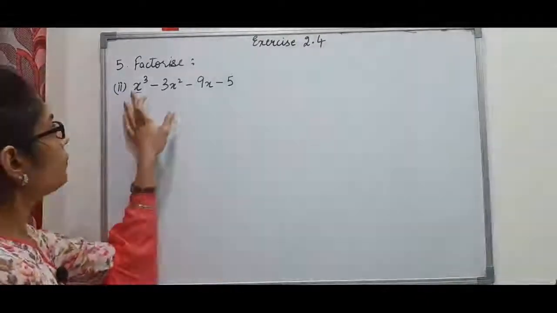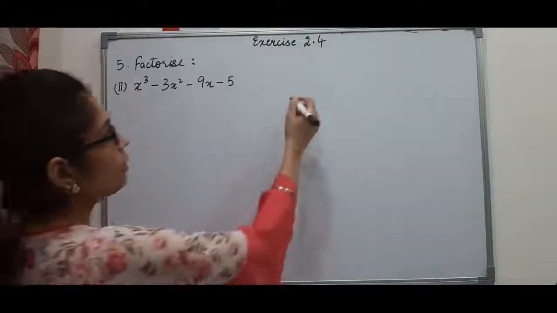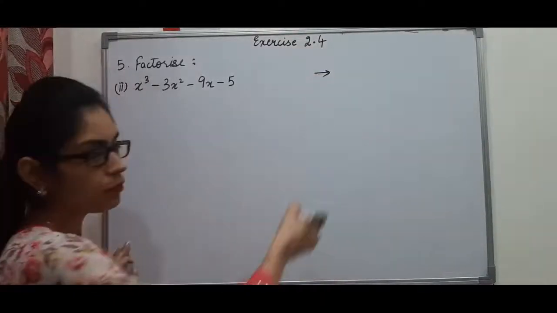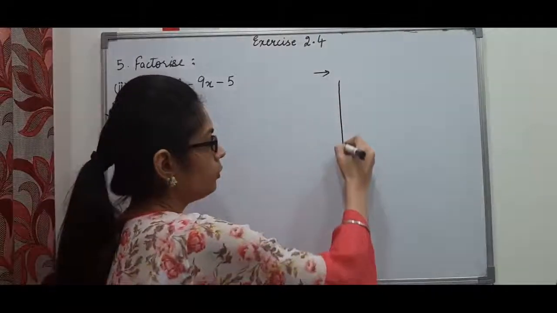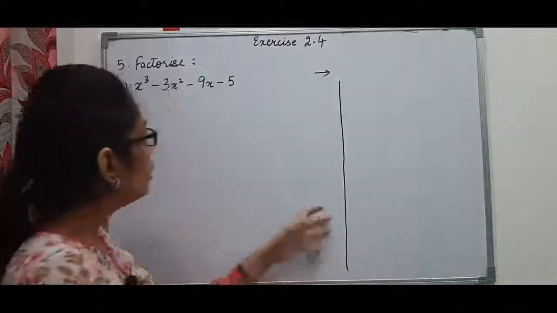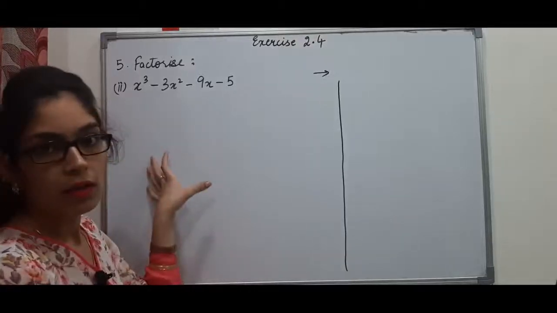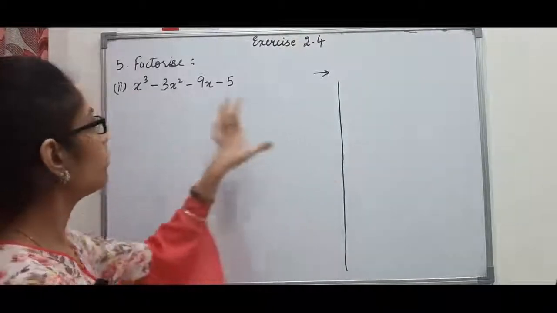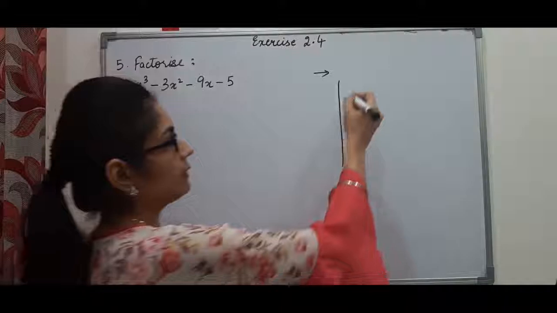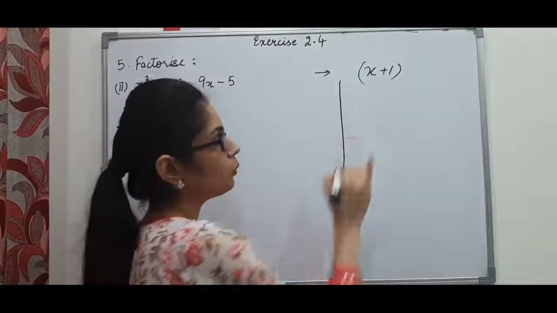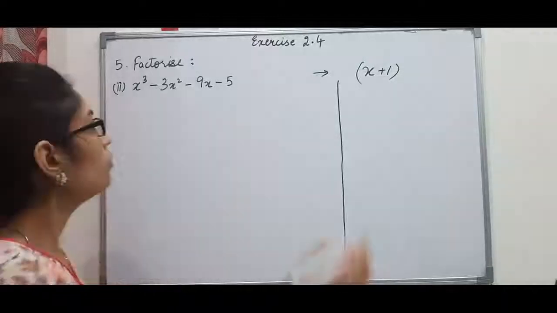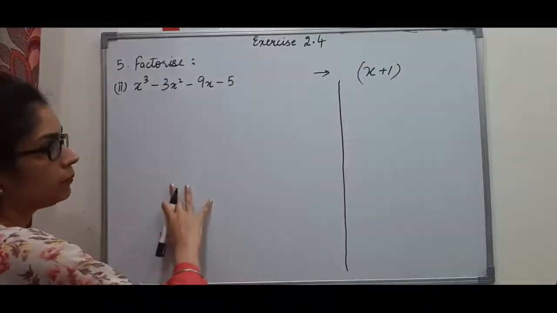For example, in this polynomial, first of all you have to guess, and this work you can do in the rough work. If you don't mention it here also, it's okay, you can do this work. So you have to guess. So suppose x plus 1 is a factor of this polynomial.